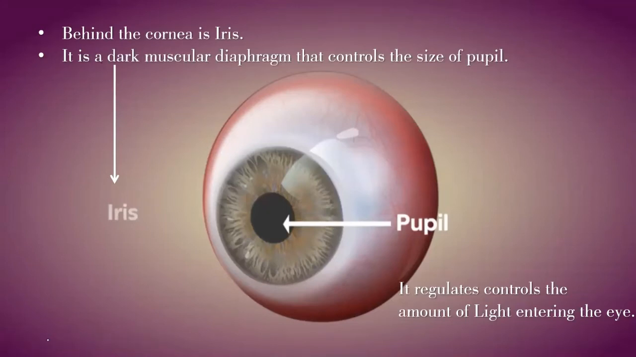Behind the cornea, we have the iris. This colored part, this dark muscular diaphragm, is your iris. In between the iris is your pupil. What is the iris? Iris is a dark muscular diaphragm that controls the size of the pupil. Pupil is an inlet for light rays. Entire light enters the human eye through the pupil. It regulates and controls the amount of light entering the eye.